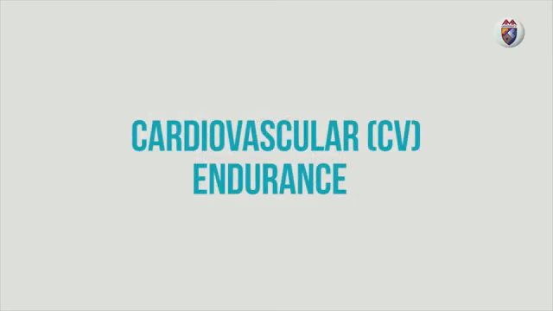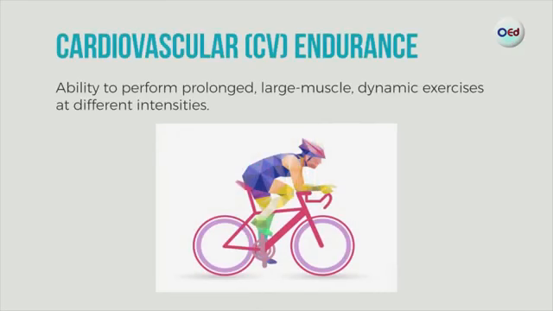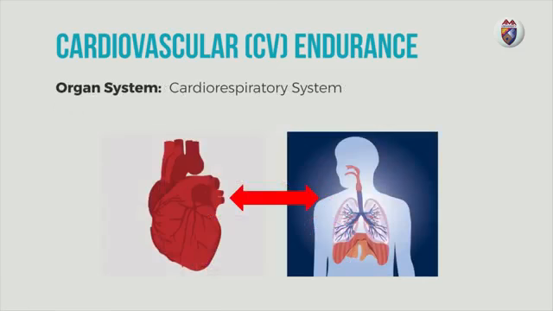We start with cardiorespiratory or cardiovascular endurance. This component refers to your ability to perform prolonged, large muscle, dynamic exercises at different intensities. In simplest terms, this is how your body maintains its processes when you are in motion and how you recover from bouts of activities that you've performed on certain occasions. The organ system involved is your cardiorespiratory system, with organs composed mainly of your heart and lungs.